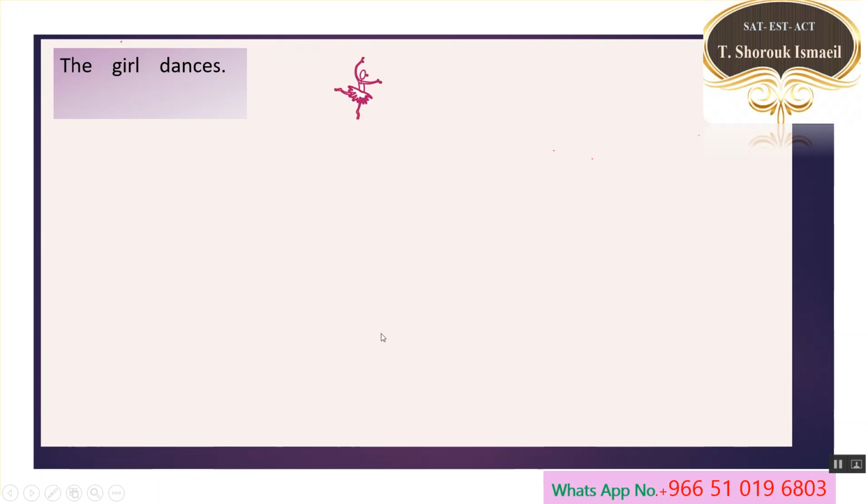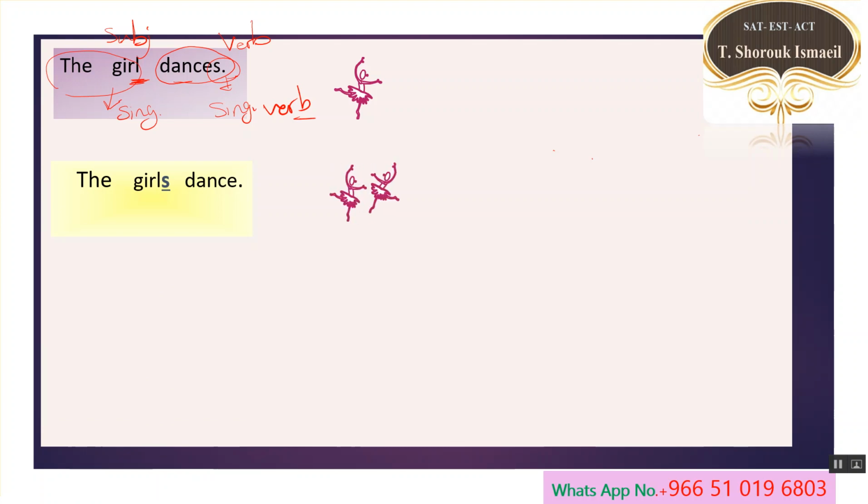Let's study more examples. The girl dances. Here, you'll find that the girl is again a subject, and it is a singular subject. Let's have a look at its verb. Dances is the verb, and it is again a singular verb, and a singular verb like this, because it's present simple, takes an S. Okay, let's have another example.